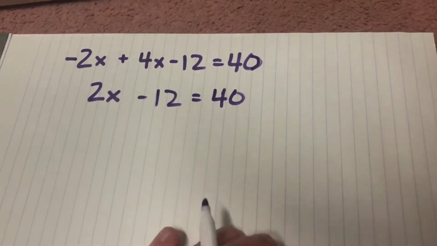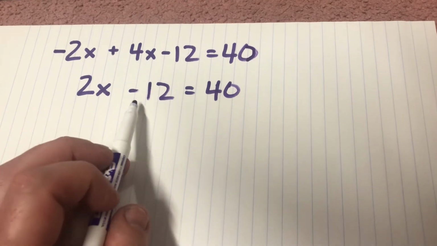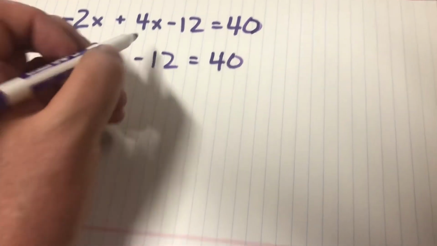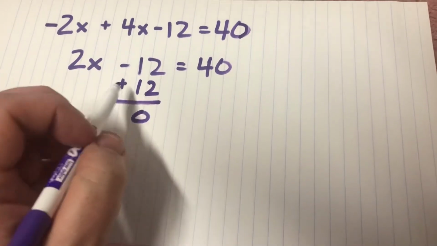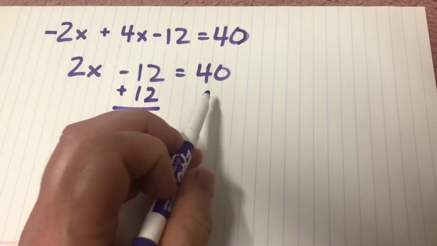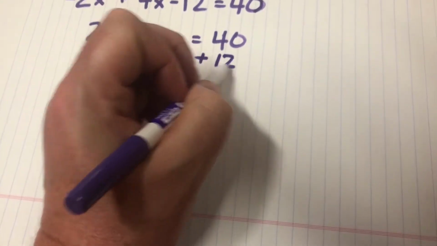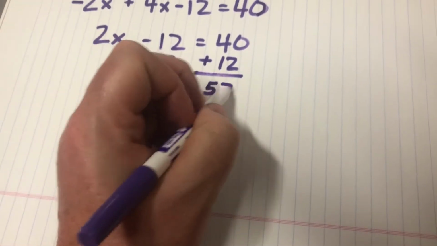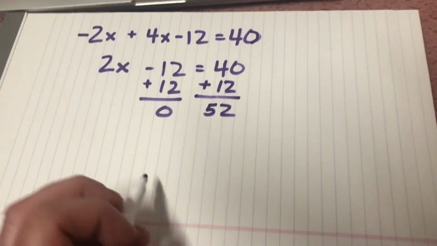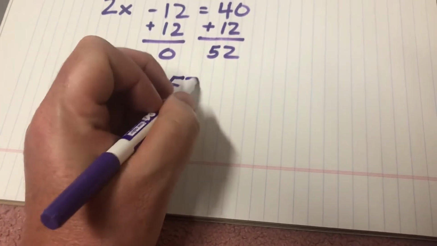Well, now I want to isolate the variable. Remember, I want to get 2x by itself. So this is a negative 12. To make this 0, I'm going to add 12. And whatever I do to one side of the equation, I have to do to the other. So if I'm going to add 12 over here, I'm going to add 12 over here. 40 plus 12 is 52. So that leaves me with 2x equals 52.